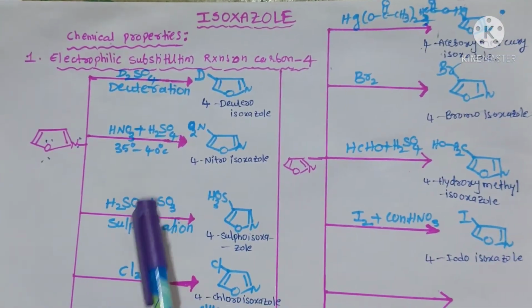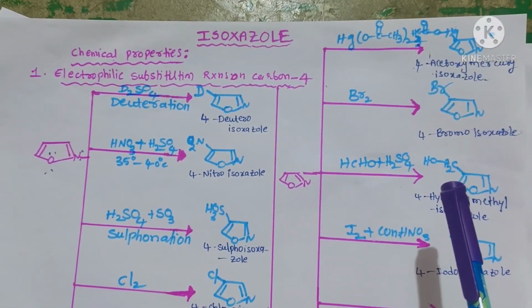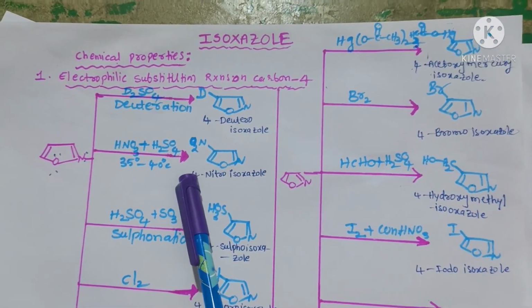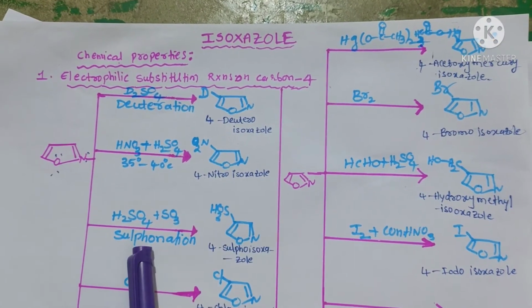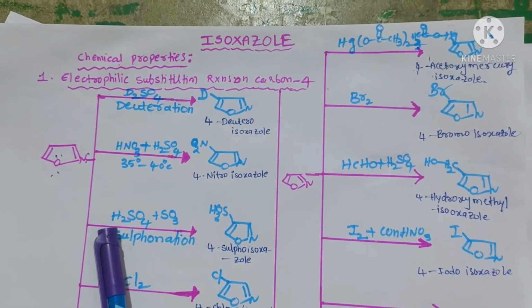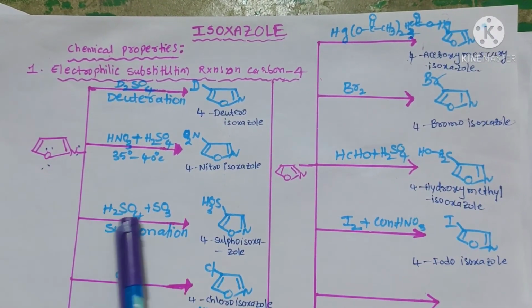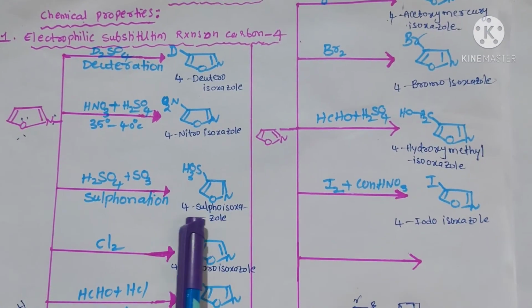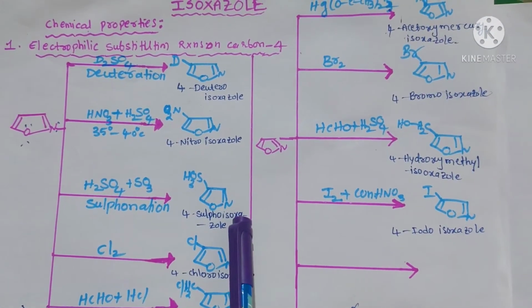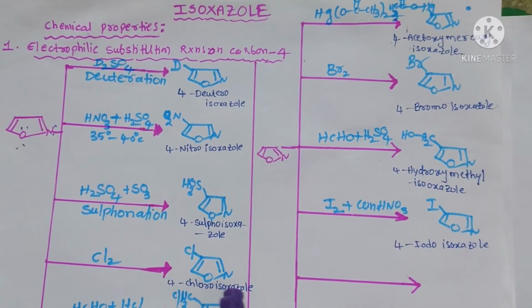Like that we can observe some electrophilic substitution reactions here. This is a nitration, and here we get 4-nitroisoxazole. In sulfonation, this is oleum, H2SO4 and SO3. This mixture is known as oleum. When it is treated with oleum, we get 4-sulfoisoxazole. And on chlorination, we get 4-chloroisoxazole.